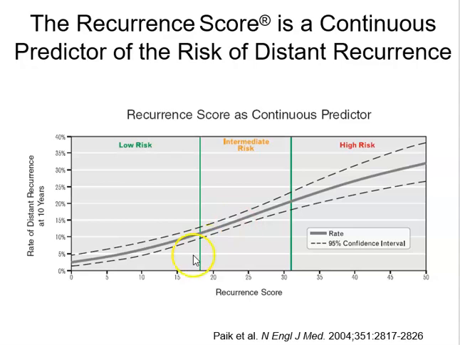And this graph here represents all of the possible recurrence scores from 0 to 50 and showing the likely frequency of rate of distant recurrence at 10 years. So the low group, if you get a recurrence score of 18, you've got a 10% chance of distant recurrence within 10 years. So all of those patients with a less than 18 recurrence score would be the ones where you would avoid chemotherapy, whereas everybody over 32 would be definitely given chemotherapy. Those in the middle, we're not sure if chemotherapy benefits them or not.